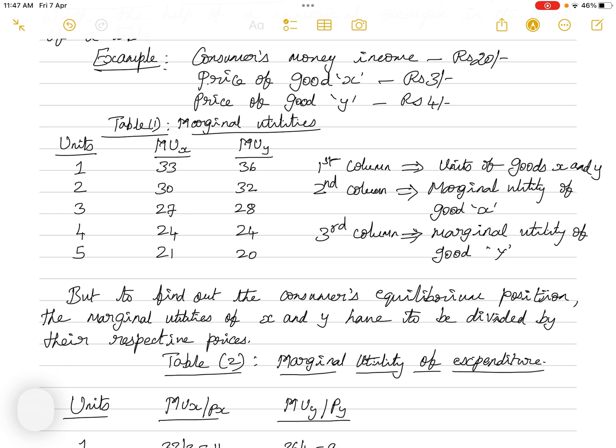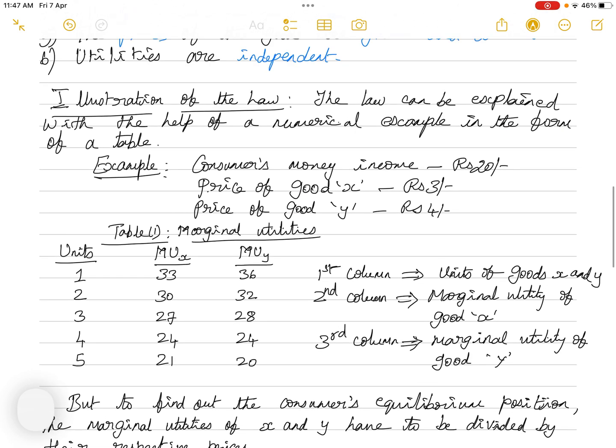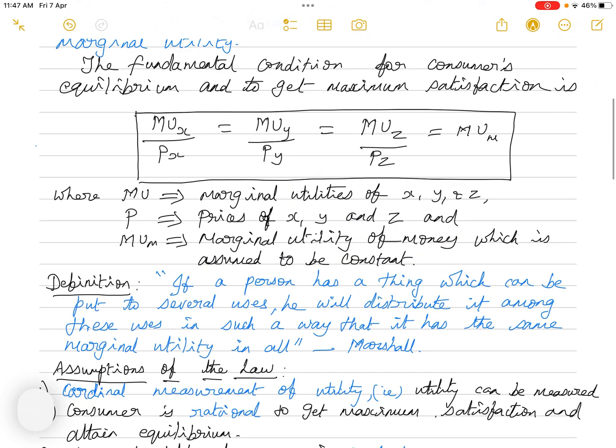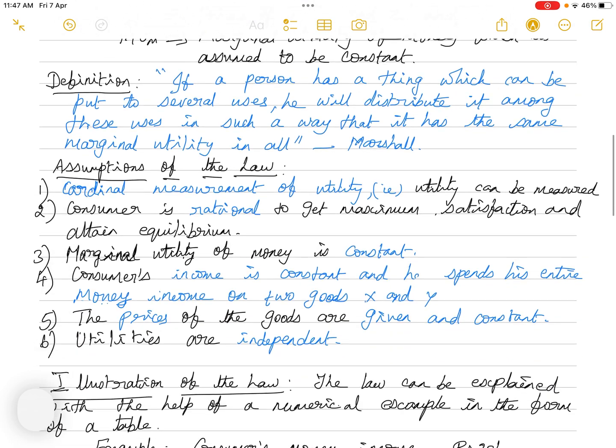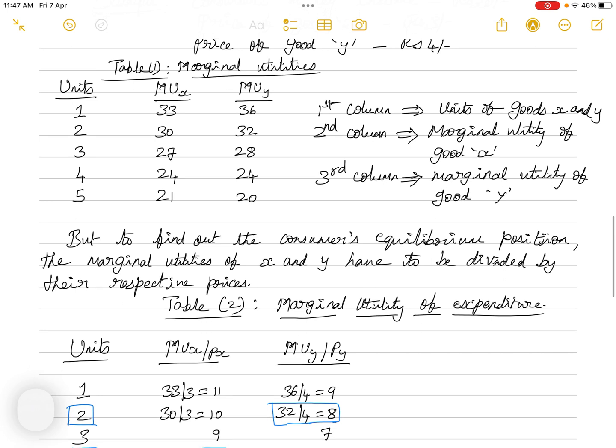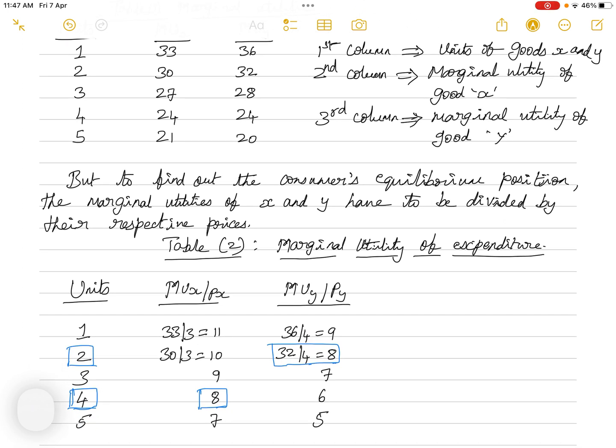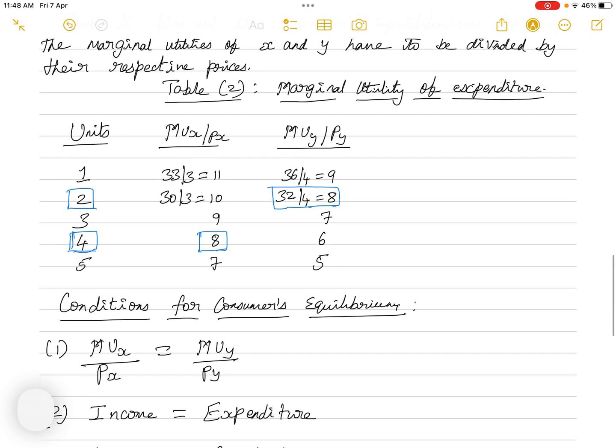So based on that, as the consumer keeps on increasing the consumption of commodity X or commodity Y, the satisfaction keeps on decreasing. Okay, but we have to find out this ratio, isn't it? MU of X divided by price of X must be equal to MU of Y divided by price of Y. So in order to do that, we should divide the marginal utility of commodity X and commodity Y by their respective prices. Then only we will be able to find out the equilibrium position. To find out the consumer's equilibrium position, the marginal utilities of X and Y have to be divided by their respective prices.